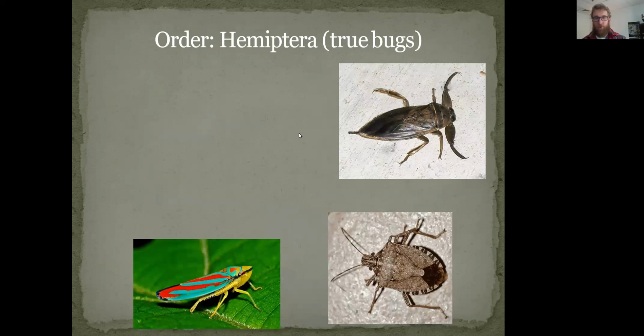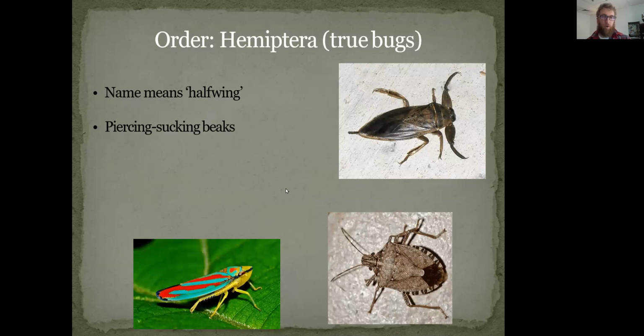Now, hemipteran, the true bug. So bug is a general term for insects, but it's incorrect, unless you're talking about these guys. Hemiptera means half-wing. So these guys have a thickened portion of their wing, but only the front. The back of it is just membranous on the forewings. So that's why they got the name half-wing.